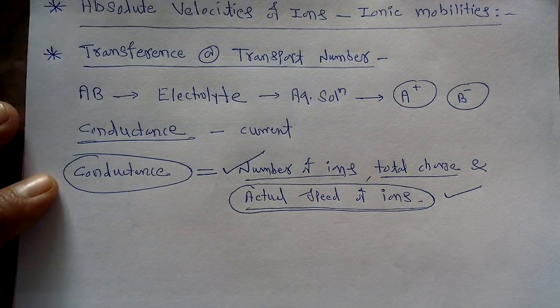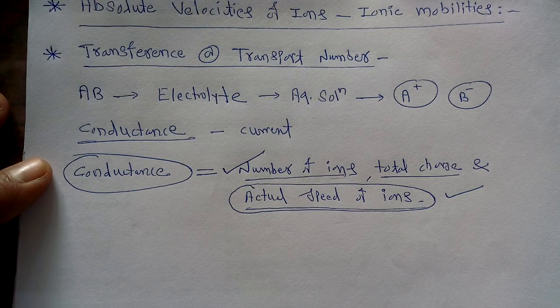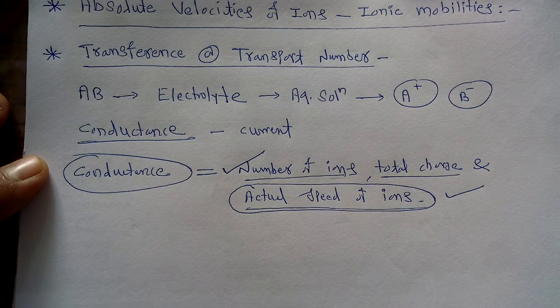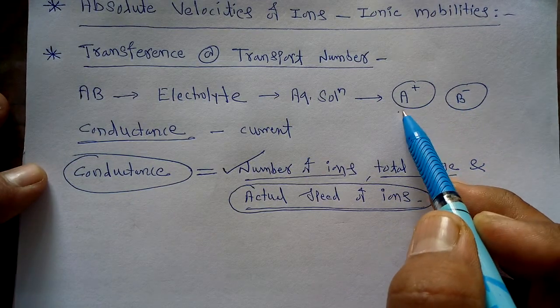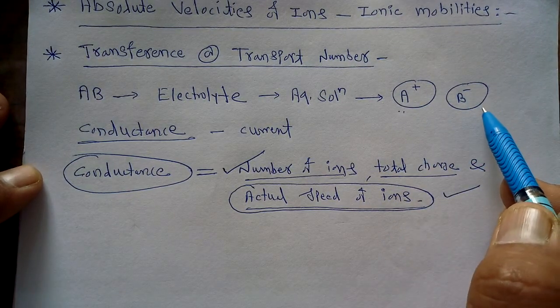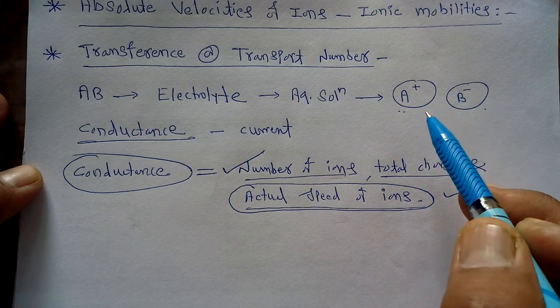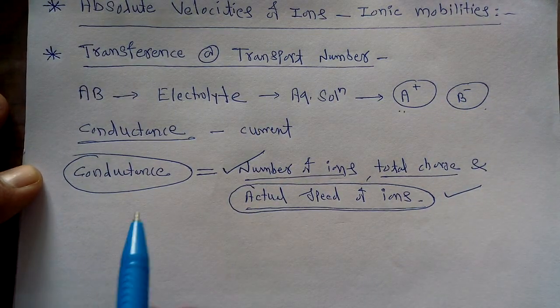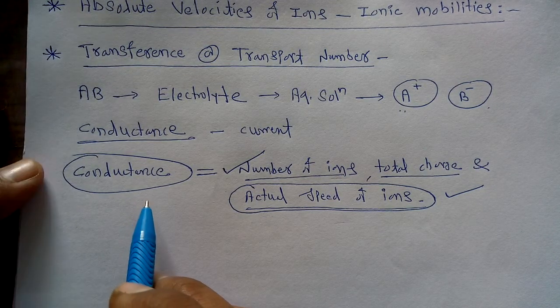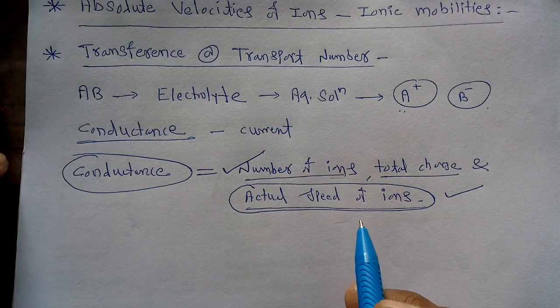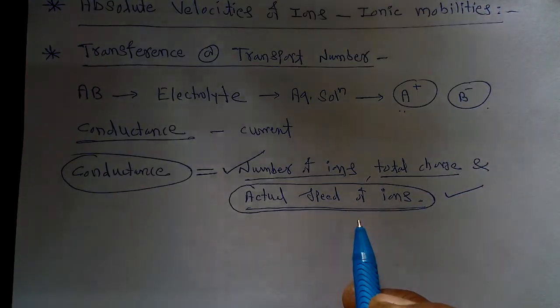As far as the actual speed of ions is considered, the current carrying capacity of particular ions is different. The speed of the cation may be higher or lower than the speed of the anion, so it depends upon the nature of these ions. Whenever we want to determine the conductance or the current carried by the electrolytic solution, we have to take into consideration the actual speed of the ions present in it.